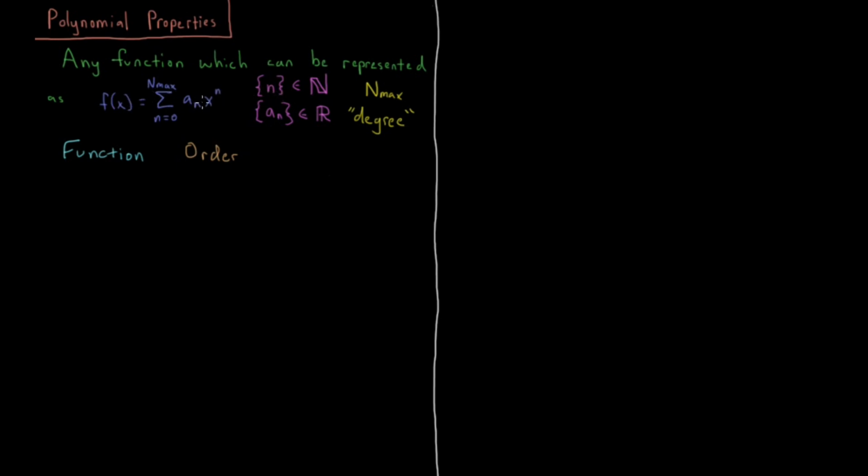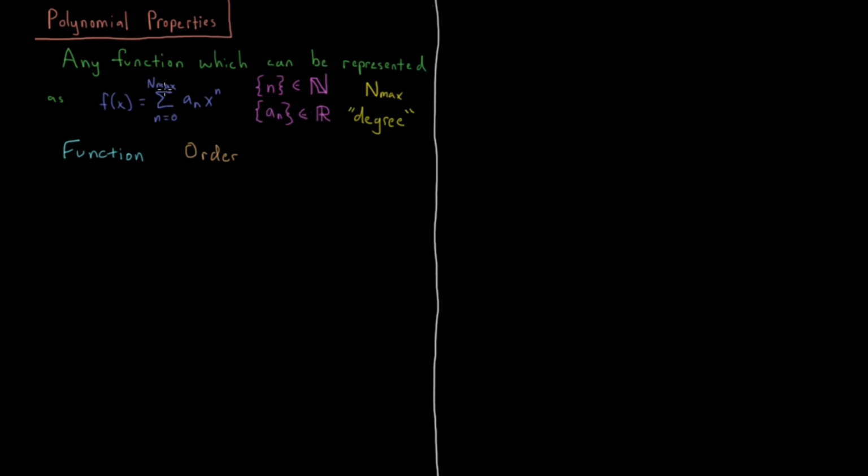These numbers n are going to be natural numbers, starting at 0 and going up to infinity in principle, so positive integers and 0. And these numbers a_n are going to be any real number, so anything that doesn't have any imaginary component. It doesn't have to be an integer, doesn't have to be a fraction, but anything that is a real number.